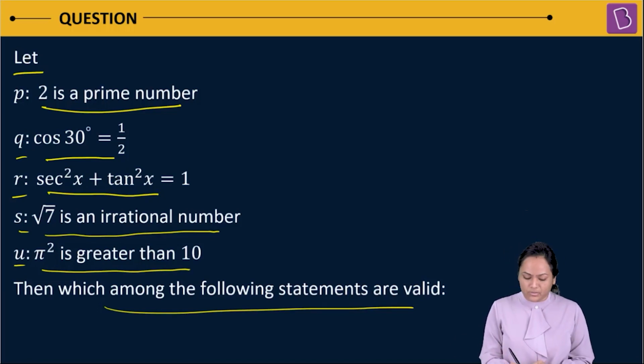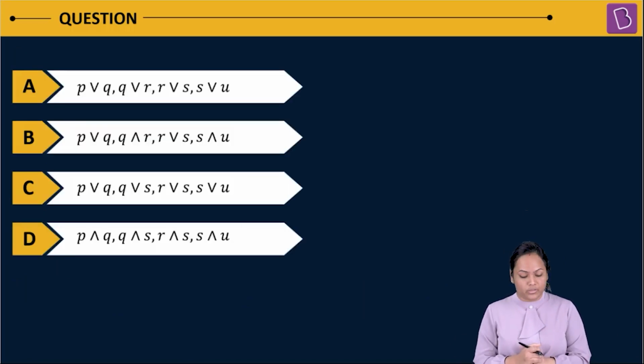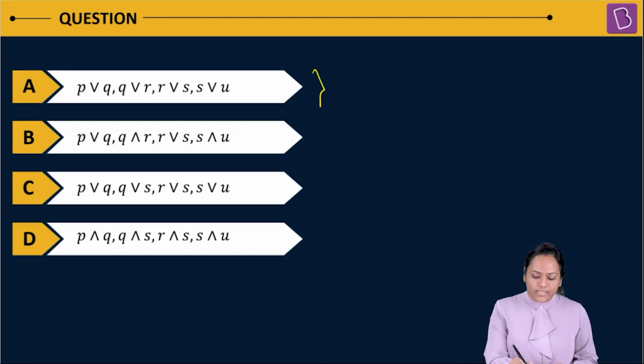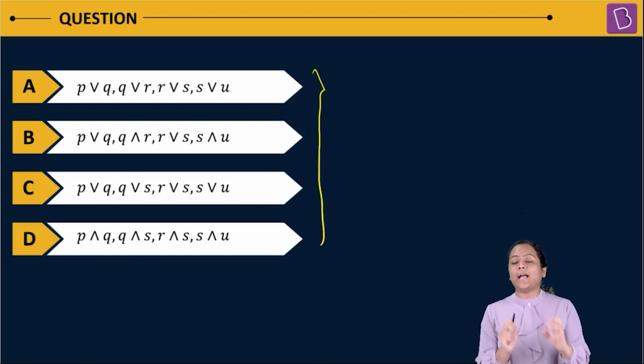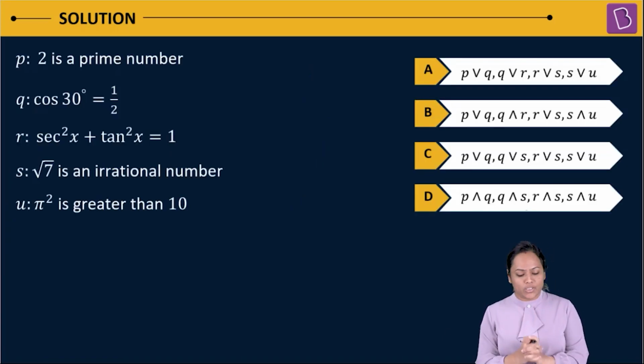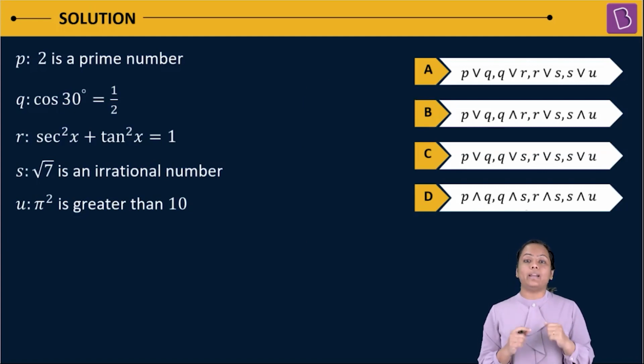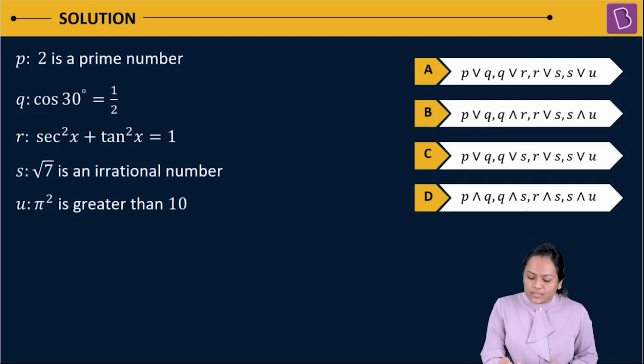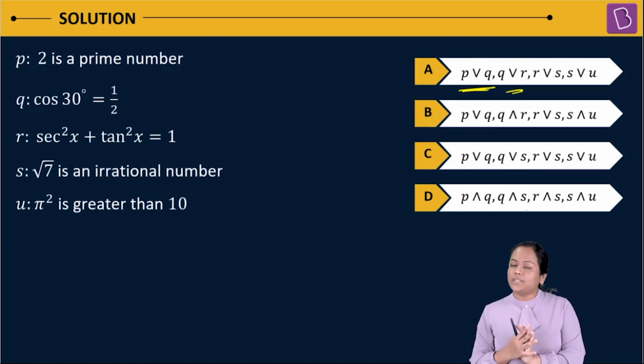Right? Perfect. So they have given us the options over here. We have to find among all these four options which group actually will be the valid one. That means all the statements in that group will be true. Clear? Perfect. So let's quickly start with the question. Let's first write down the truth value of P, Q, R, S, and U. Then only we can decide on truth values of P or Q, Q or R, and further combinations.